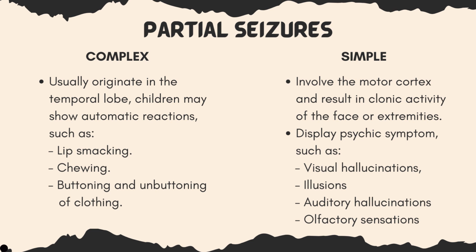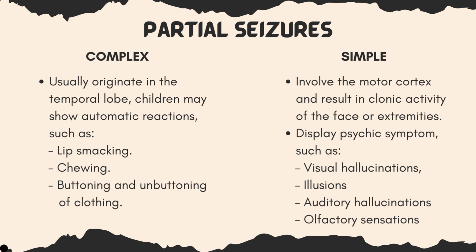Complex partial seizures usually originate in the temporal lobe. Children may show automatic reactions such as lip smacking, chewing, and buttoning and unbuttoning of clothing. These seizures are focal and the characteristics are similar to those of absent seizures. In addition, the individual may appear confused and disorganized and may have sensory experiences such as smelling and tasting items not in the environment and hearing sounds of various types.